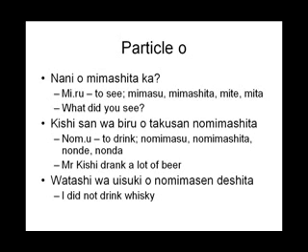Look at the second example. Kishi-san wa biru wo takusan nomimashita. The verb here is nomimashita, meaning drank. The subject is Kishi-san. It is followed by the subject marker wa. Nomimashita is preceded by takusan.